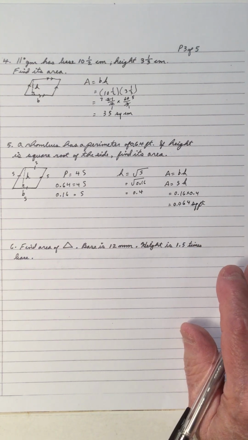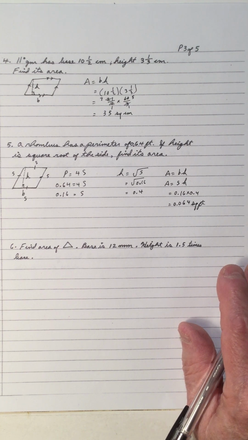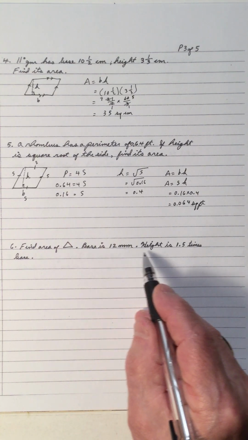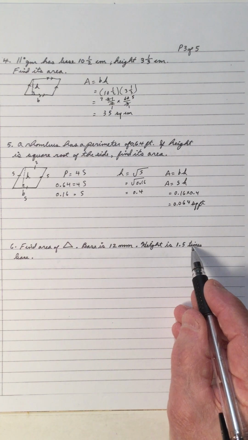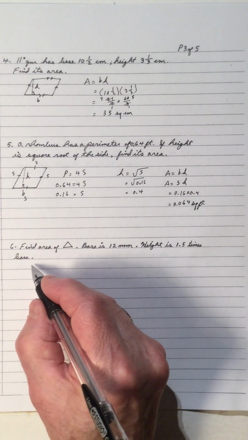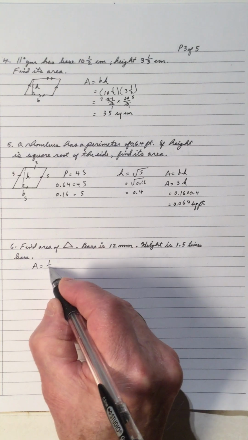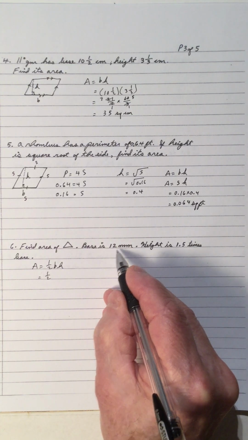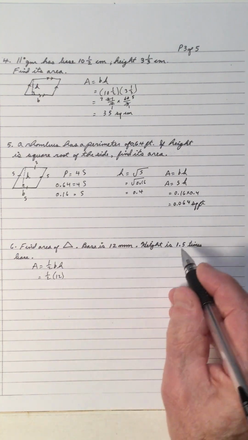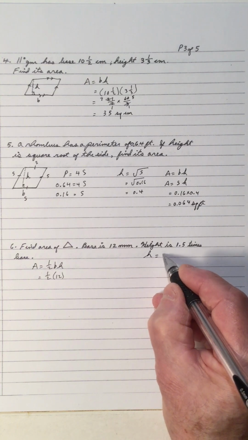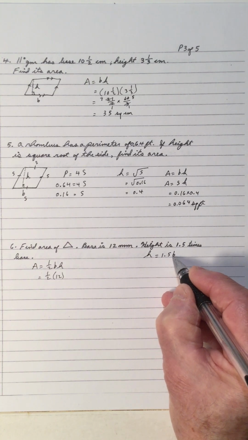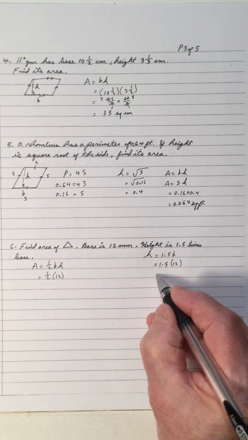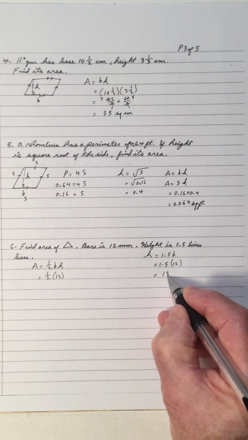Trying to do different types of problems helps you develop your thinking. Number 6, find the area of a triangle. The base is 12 millimeters. The height is 1.5 times the base. The area of a triangle is half the base times the height. So the base is 12. Now the height, it says, is 1.5 times the base. So that's 1.5 times 12, which makes 18.